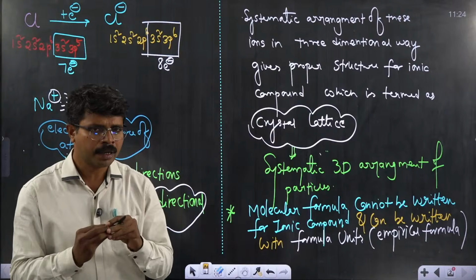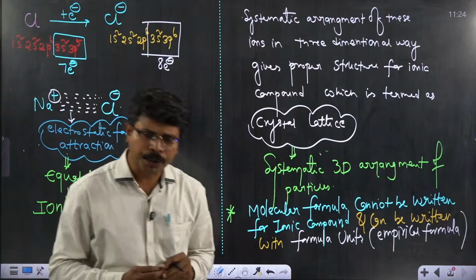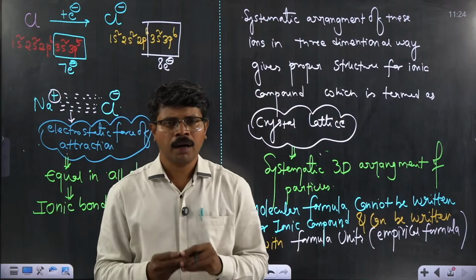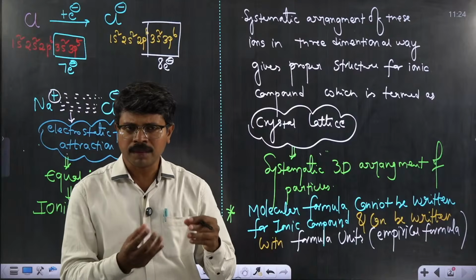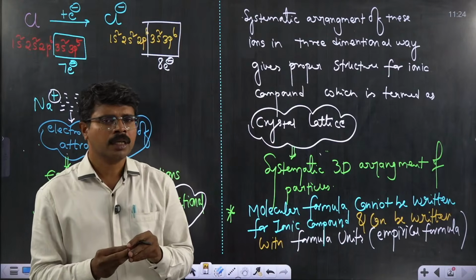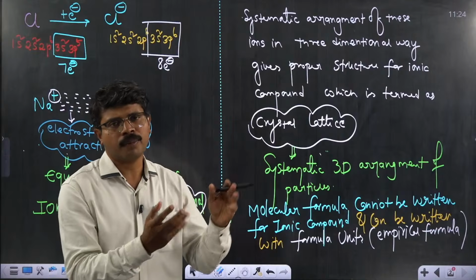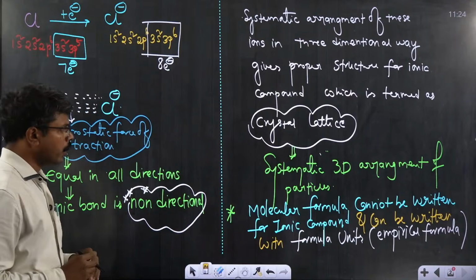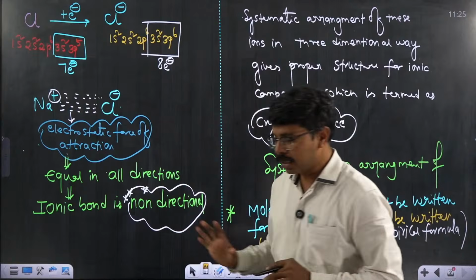We can just refer to the smallest or a single unit of ionic compound as formula unit. Ionic compounds can be written only with empirical formula. Empirical formula means the simplest ratio of atoms or ions in a given compound. Molecular formula refers to the exact number of atoms present in a given molecule or compound. I hope these points are clear. Okay, so I have given mainly 3 or 4 important words under this space.